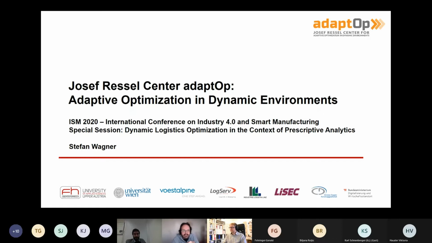In fact, if we listen to the talks that we were able to hear in this conference, I think it gets clear that dynamicity is a challenge in production and logistics. So we identified also this challenge in our research project here, and that's why we especially focus on how we can solve optimization problems in production and in logistics, which have dynamic elements inside them which change over time. And this is in fact in its core our main research topic and challenge in our Josef Ressel Center.